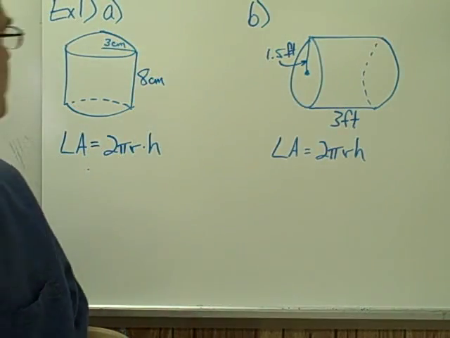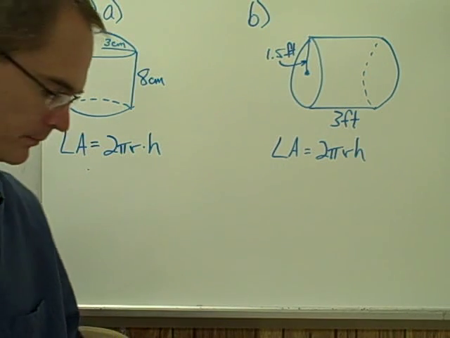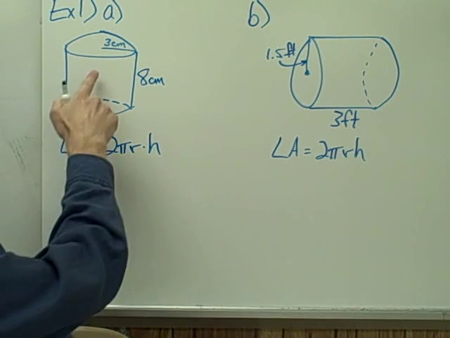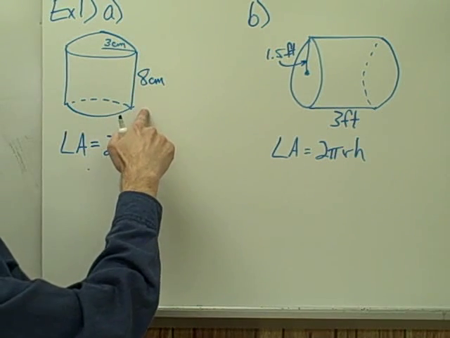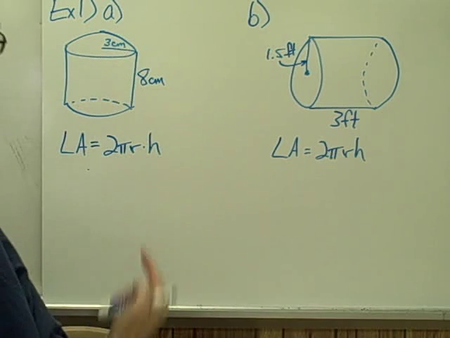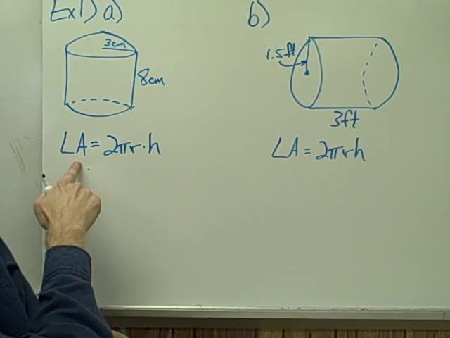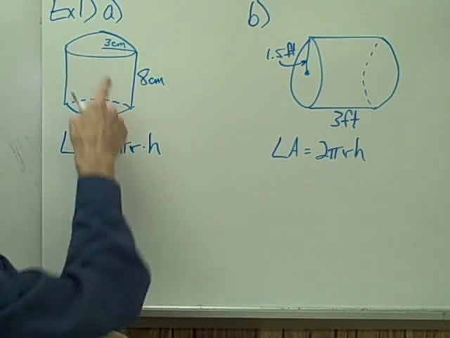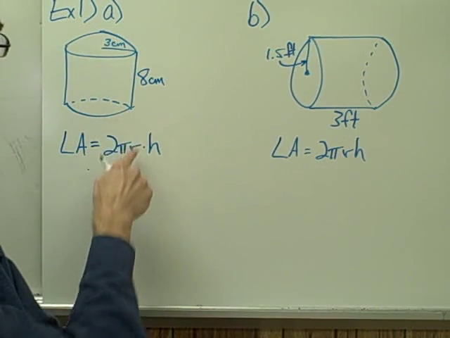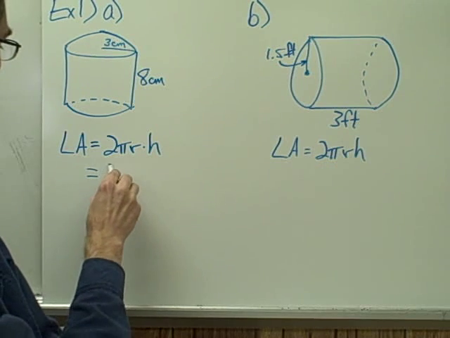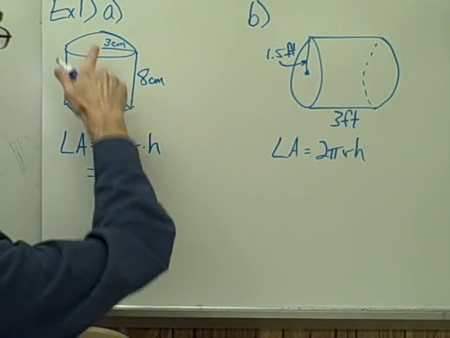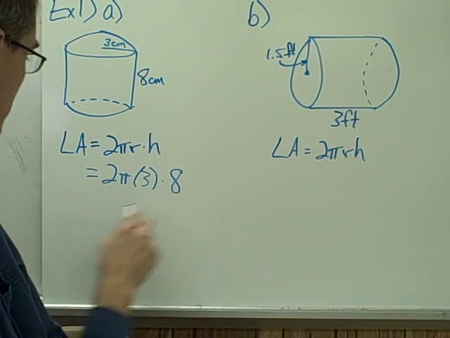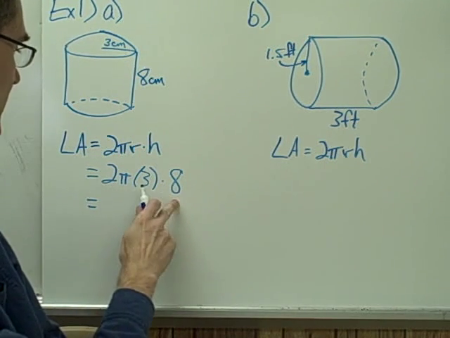Example number 1. I want to calculate the lateral area of these cylinders. So this cylinder here, its height is 8 centimeters, its radius is 3 centimeters. My formula for lateral area is 2 pi r times h. Well, I just need to plug in my radius and my height. My radius is 3. My height is 8. That gives me 2 pi times 3 times 8.